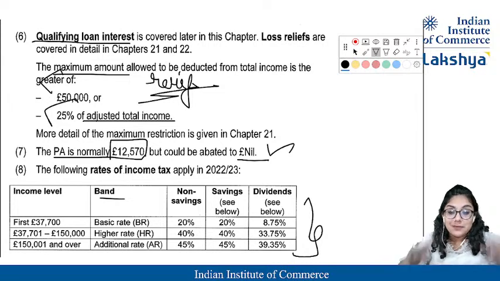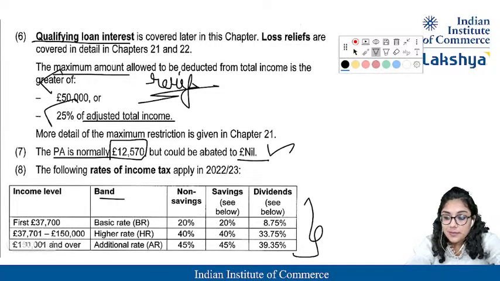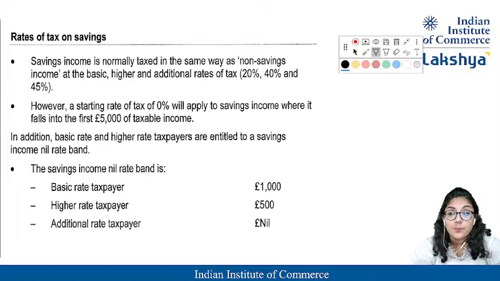So if I'm having earnings between this amount, 37,700, my non-saving income will be this percentage of tax. My savings will be this, see below. Why is it so? If it is a higher rate taxpayer, 40, 33.75. Additional tax it is 45, 39, meaning 40. Now what is the see below?